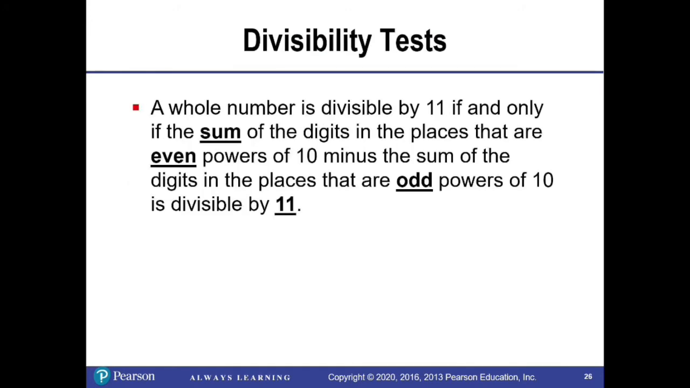Our last divisibility tests are the test for 11 and 6. Now, the test for 11 is kind of complicated. We add every other digit. So you'll notice in your notes, it talks about the sum of the digits in the places of the even powers and the sum of the digits in the places of the odd powers. So we're looking at every other digit. Then we take those two sums and we subtract them. Does 11 divide that difference? If the answer is yes, then 11 divides the number. If the answer is no, then 11 does not divide the number.